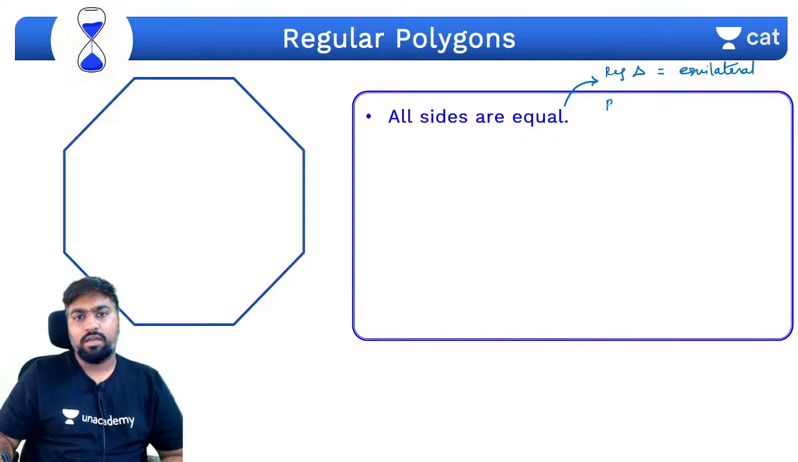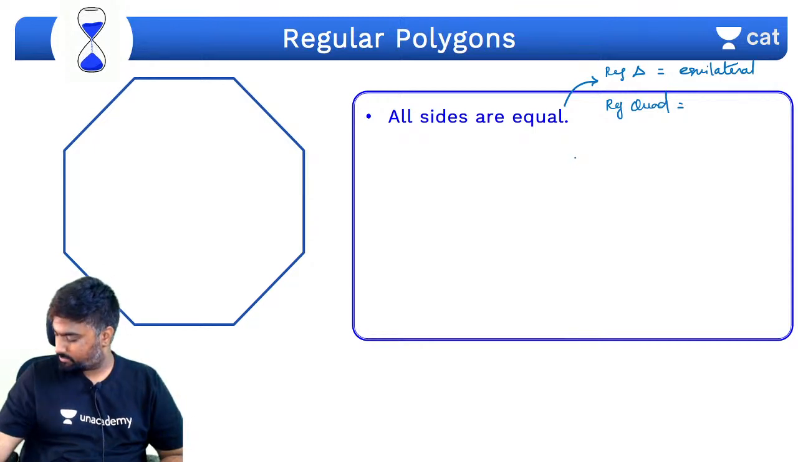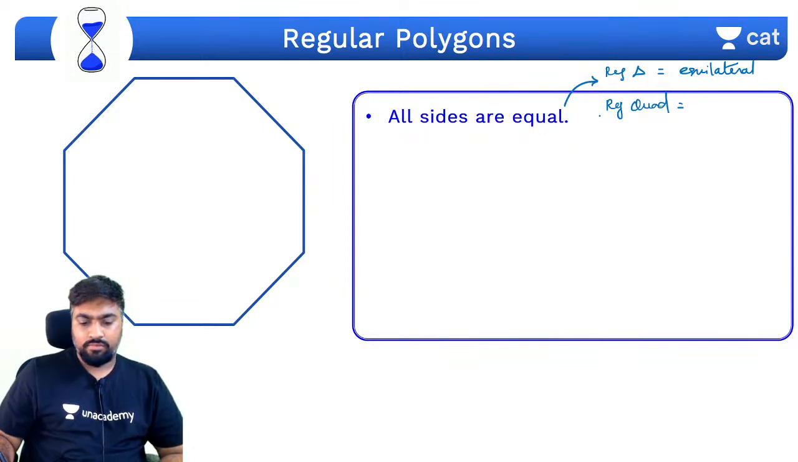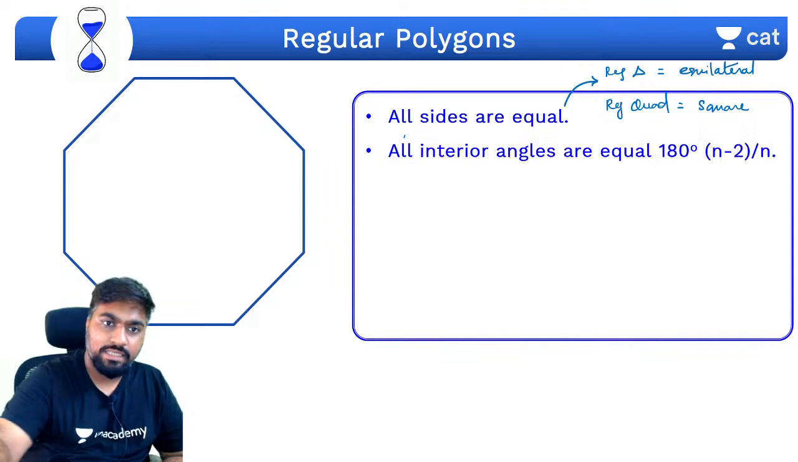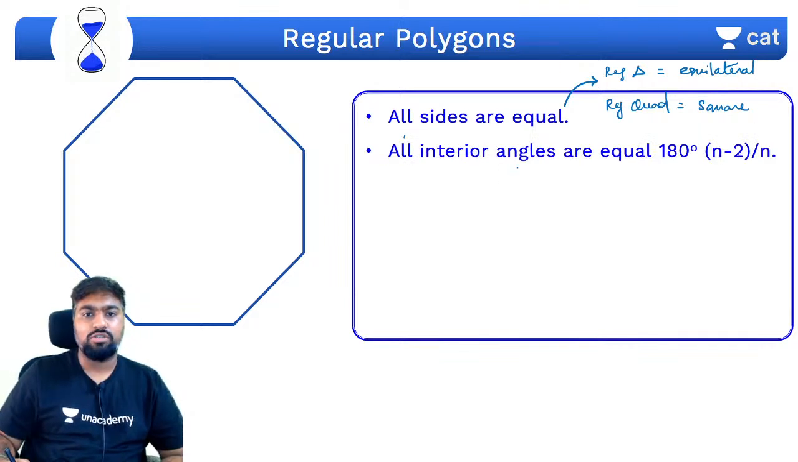How about a regular quadrilateral? So a regular quadrilateral is basically a square. So here not just all the sides but all the angles must also be equal. Yes, all the interior angles must also be equal.